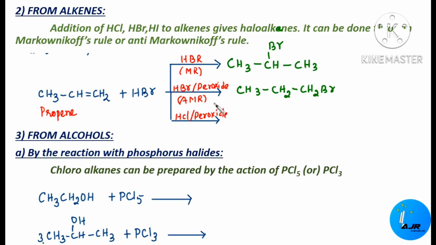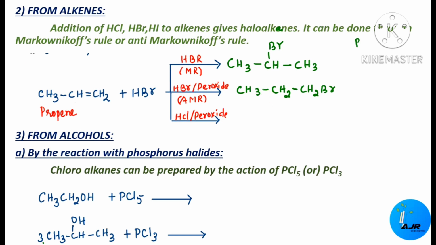And see here, this first reaction, based on Markovnikov's rule, is an electrophilic addition. Whereas in the case of the next one, in the presence of peroxide, this reaction takes place based on anti-Markovnikov's rule, and this will be following a free radical mechanism. I have written the product directly, but actually this follows a free radical mechanism, and this reaction is called the peroxide effect.